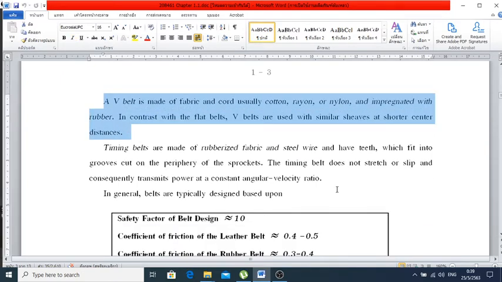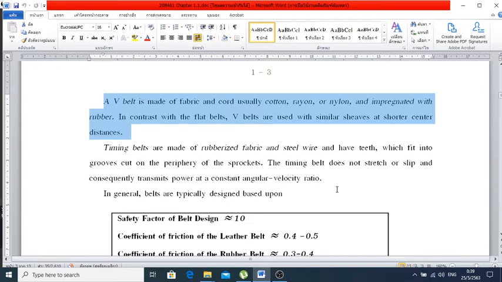That's what I talked to you guys already, right? We're going to emphasize the V belt because it's what we're going to use a lot for the transmission system very effectively. A V belt is made out of fabric or cord, usually made from cotton, rayon, or nylon, and impregnated with rubber again.